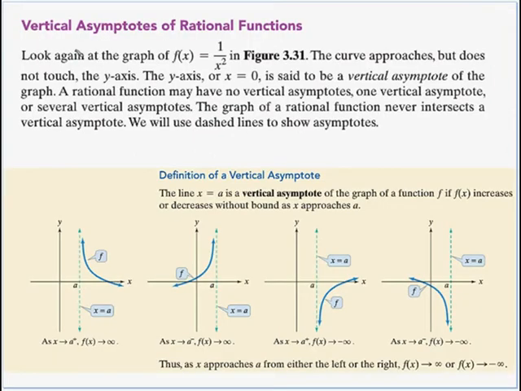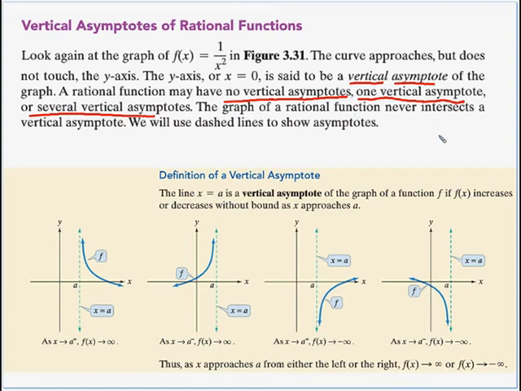In addition to vertical asymptotes here. So let's look again at the graph of 1 over x squared in figure 3.31. The curve approaches but does not touch the y-axis. The y-axis, or x equals 0, is said to be a vertical asymptote of the graph. A rational function may have no vertical asymptotes, one vertical asymptote, or several vertical asymptotes.